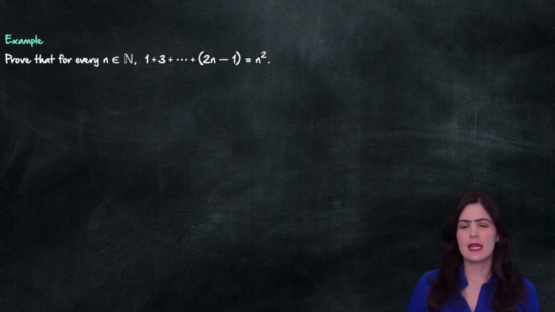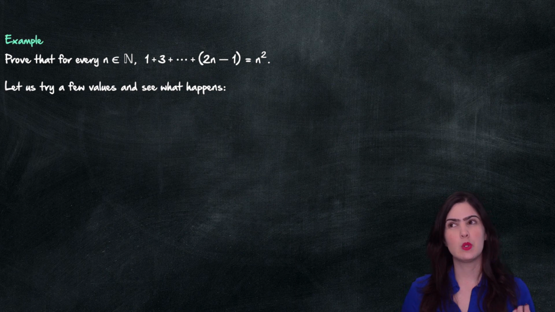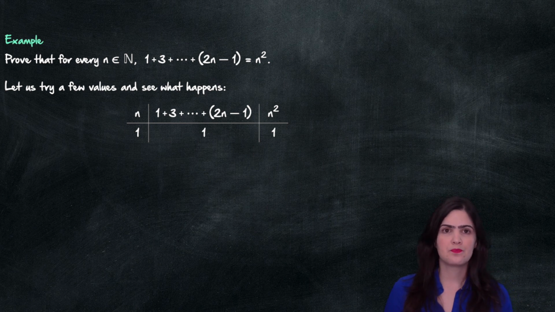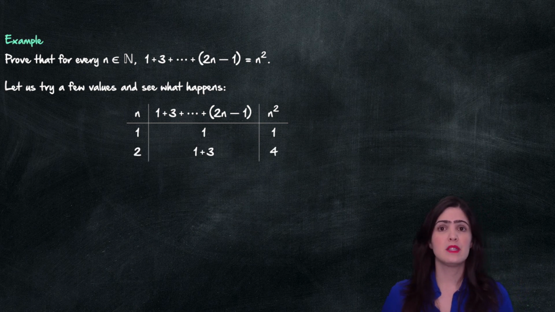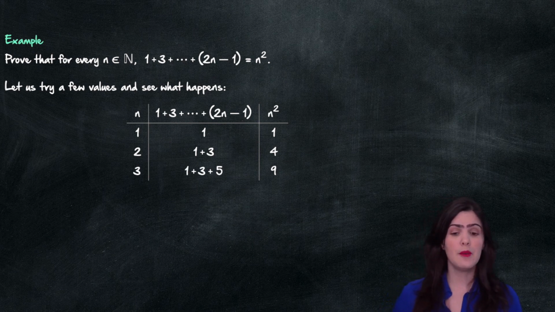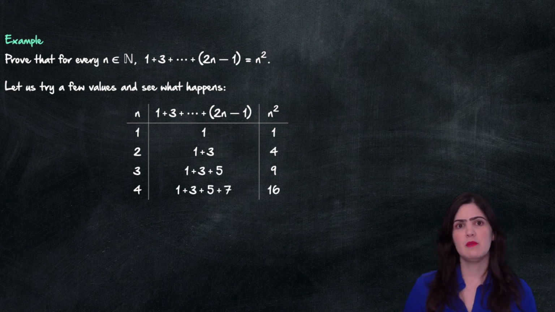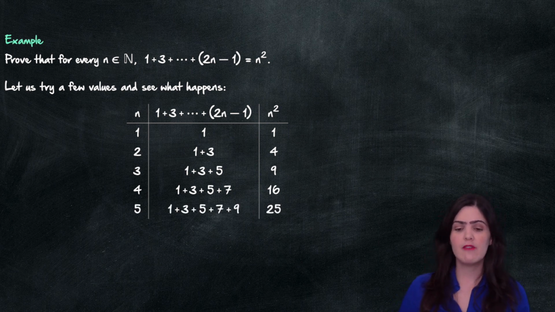And to get an idea, let's first take a look at some values and see what happens. This is always a very good idea, to see where we're heading, to see if this makes sense. For n equals 1, well, 1 equals 1 squared. For n equals 2, 1 plus 3 is equal to 4, that is 2 squared. For n equals 3, we have 1 plus 3 plus 5 is equal to 9, which is 3 squared. For n equals 4, we have 1 plus 3 plus 5 plus 7, which is equal to 16, which is 4 squared. And then we can do the same thing for 5. Naturally, we can keep doing 6, 7, all the way up to a million. We're always going to see this pattern.